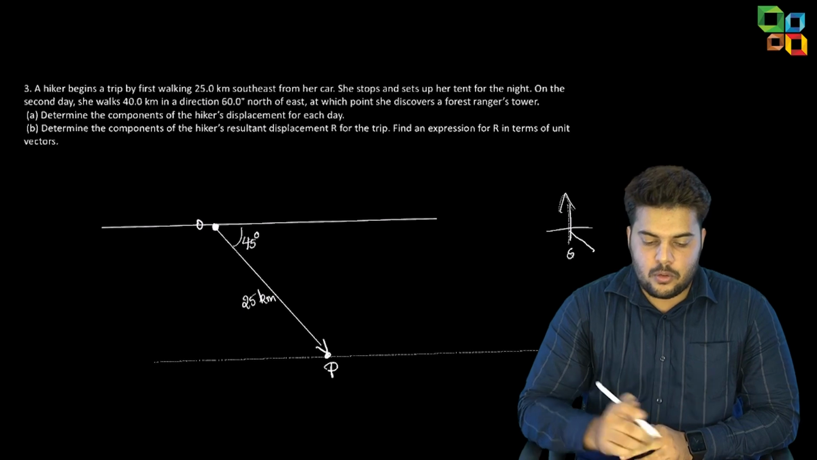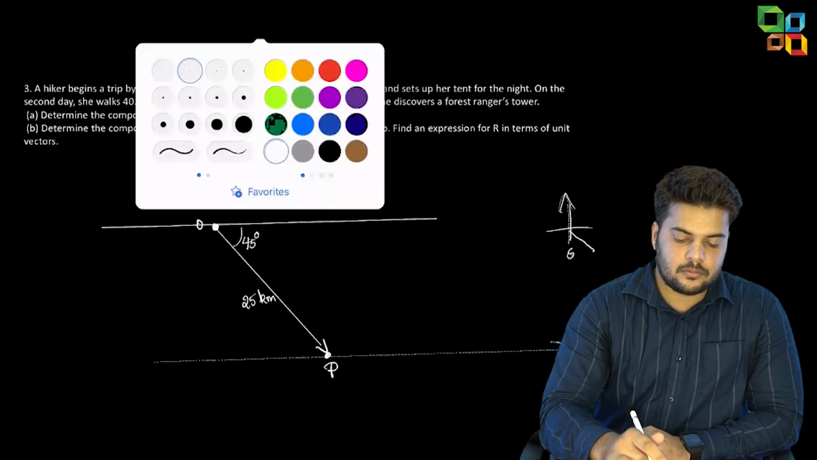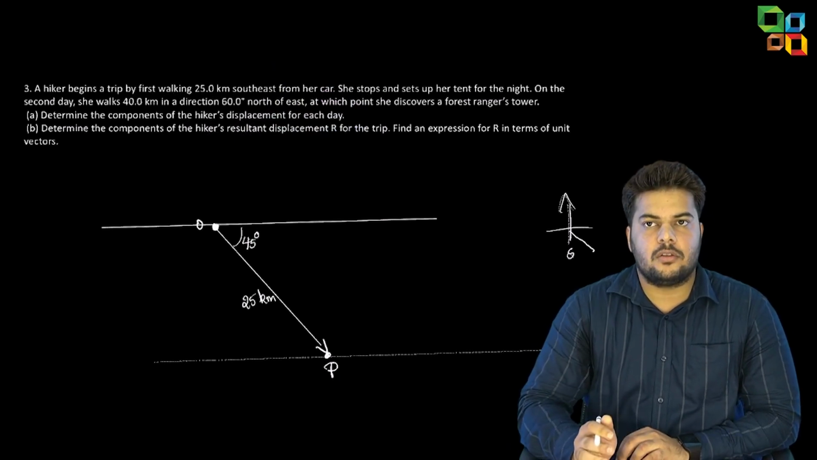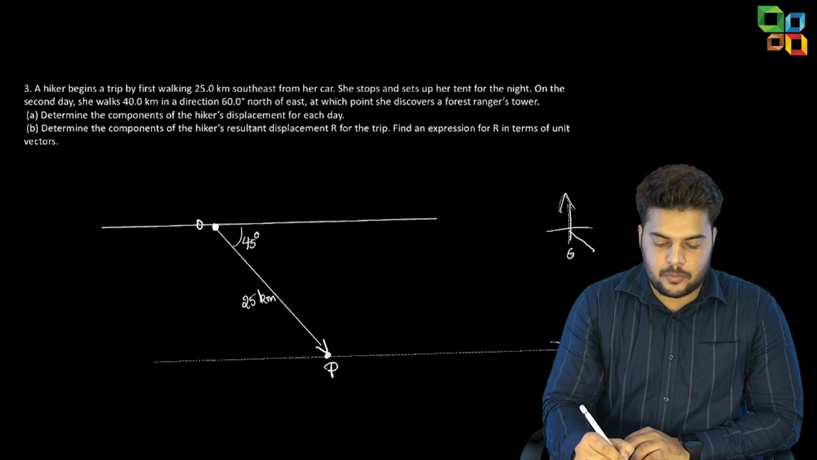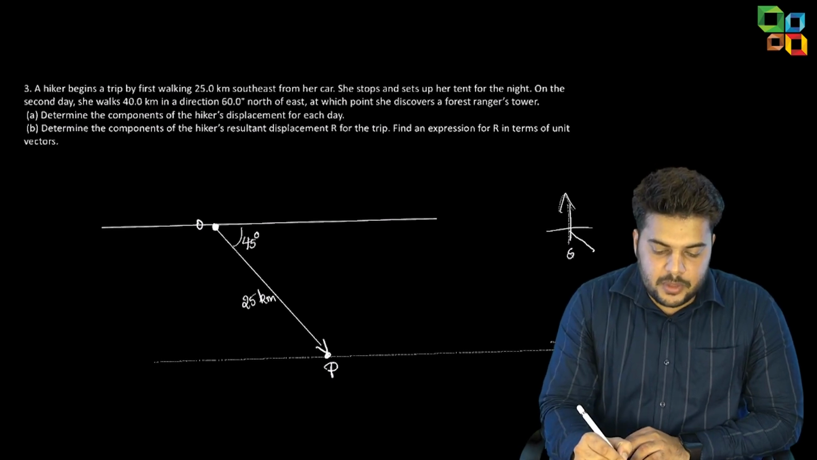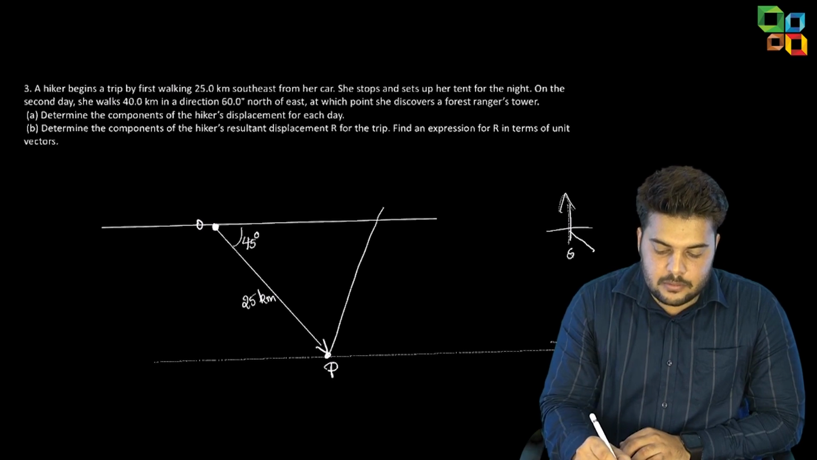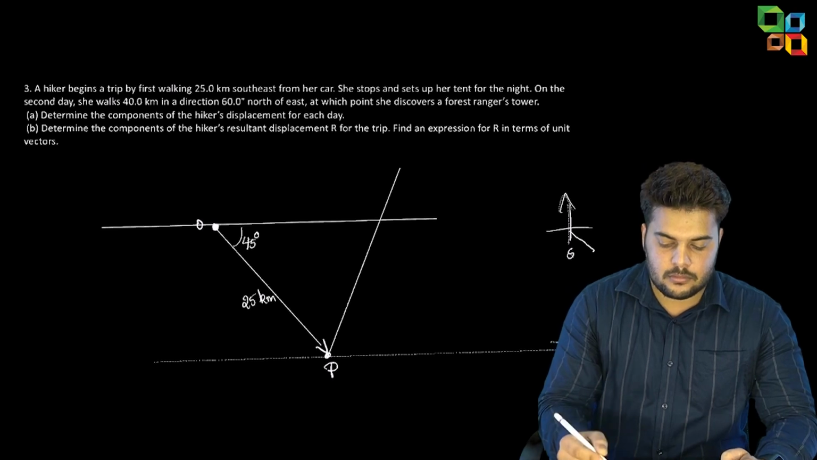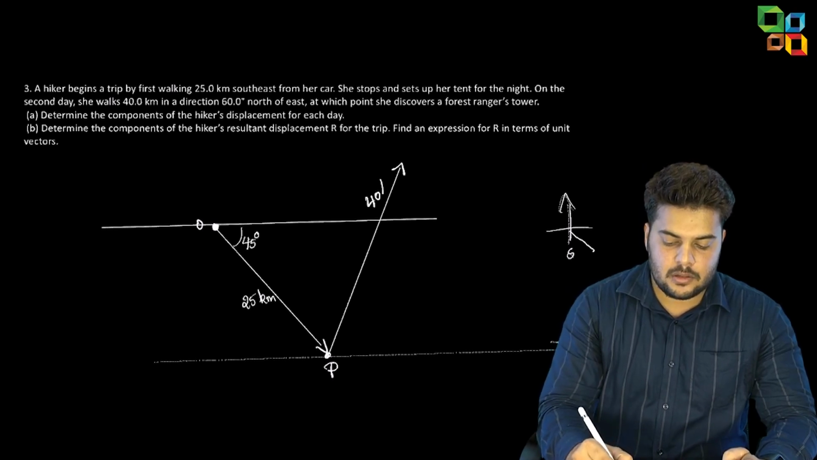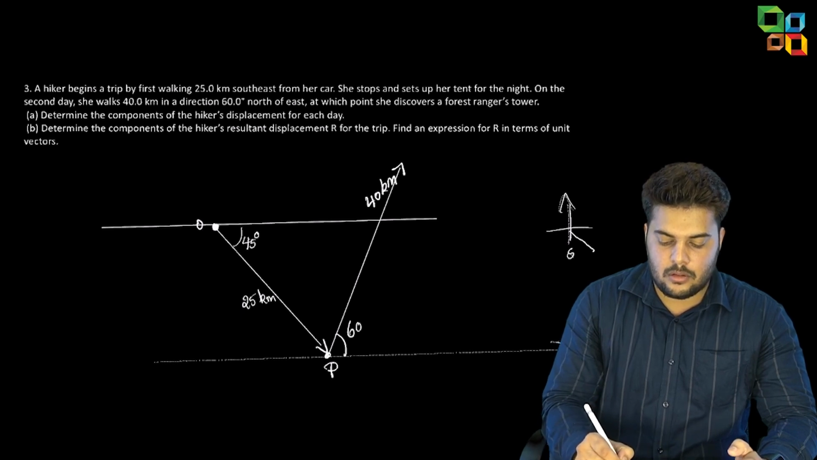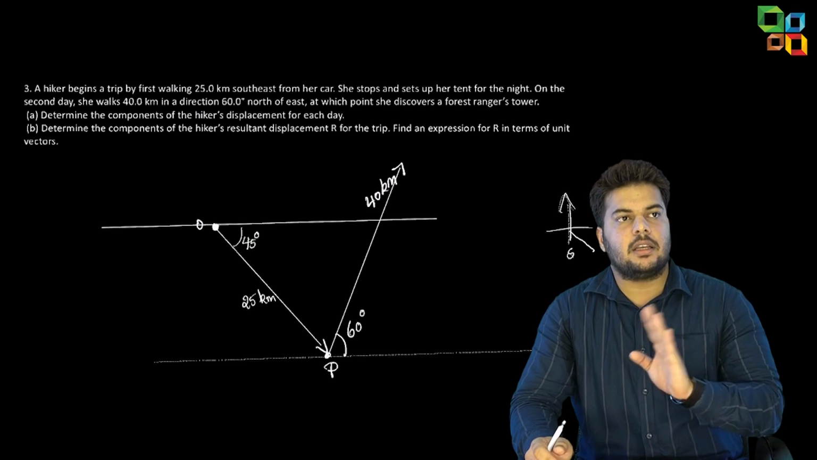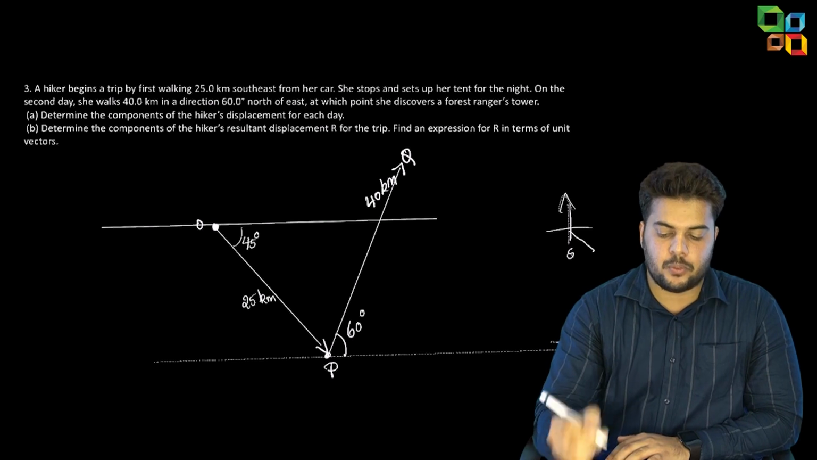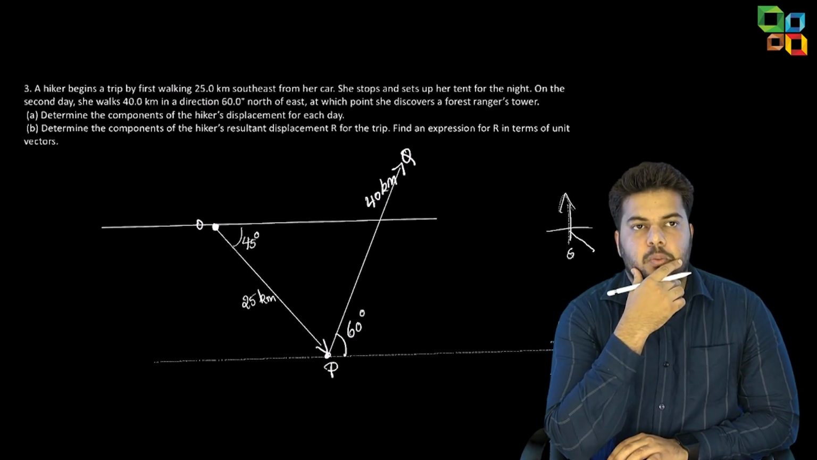Now we have to go 60 degrees north of east. So here's the east direction. We go 60 degrees north from the east direction. So we go somewhat like this. But how many kilometers do you have to go? You have to go 40 kilometers at an angle 60 degrees north of east. So that's our second displacement. Let's call this point Q.